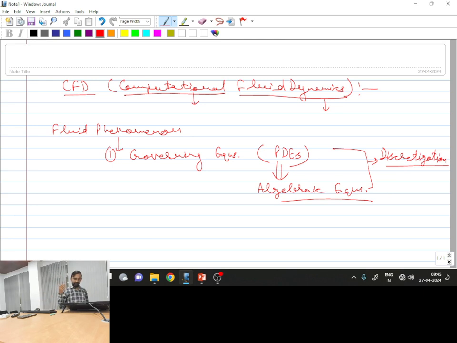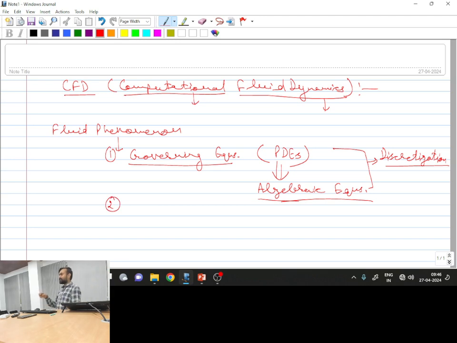Now, in the course of computational fluid dynamics, we study different methods which allow us to convert partial differential equations into algebraic equations. Okay, so this is number one. First we have taken governing equations and then we have converted these governing equations into algebraic equations. Then what next do we need to do?